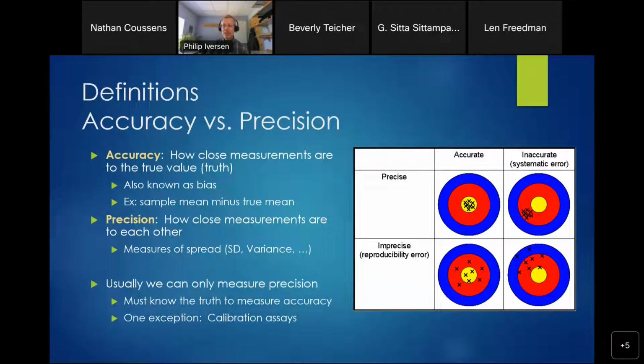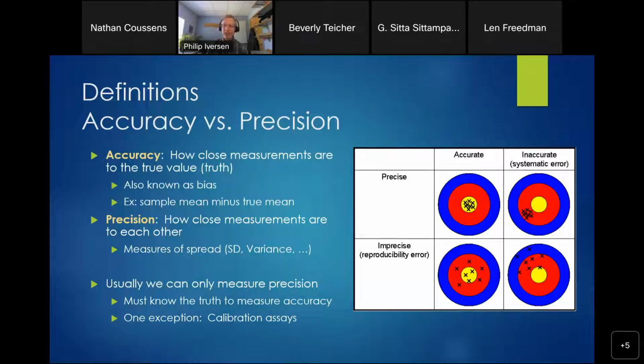So the upper right target, for example, has high precision, but low accuracy. Usually, in the data we've collected in our scientific experiments, we can only measure precision. We don't know the truth. We don't know the true value of the thing we're trying to measure or to estimate. And we must know the truth to formally measure accuracy.